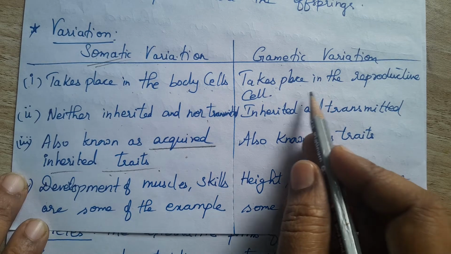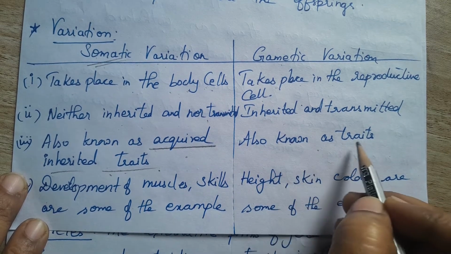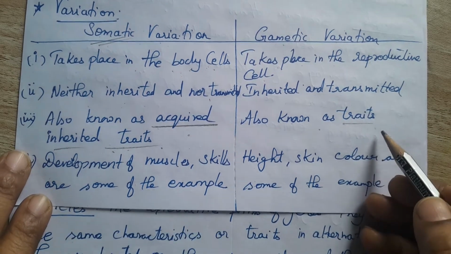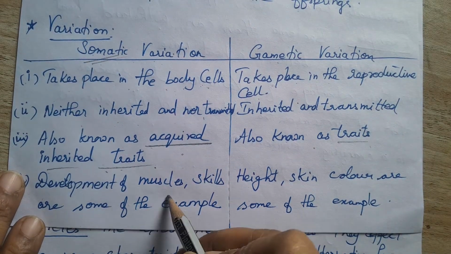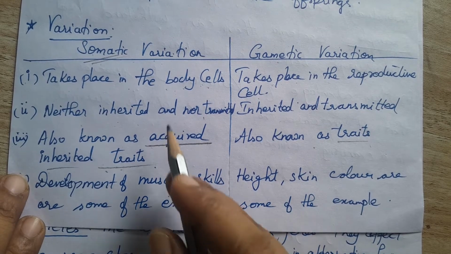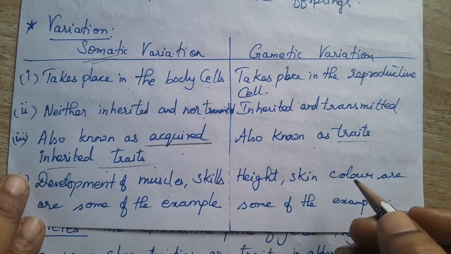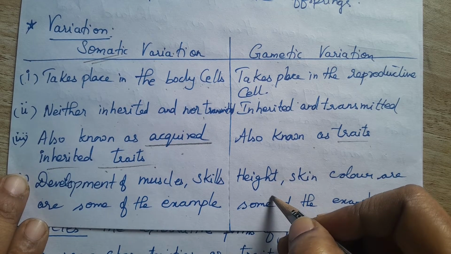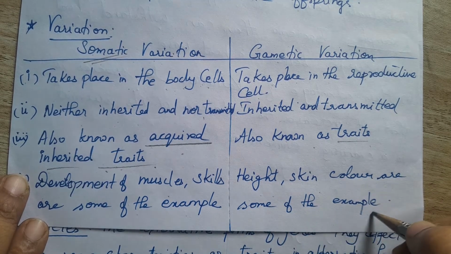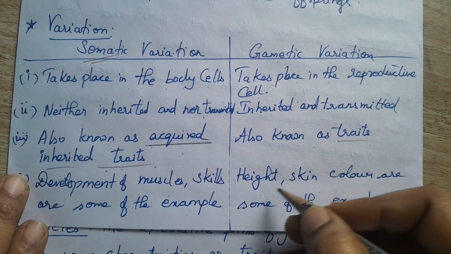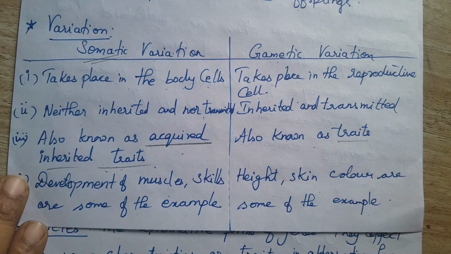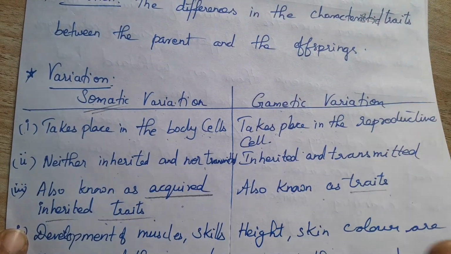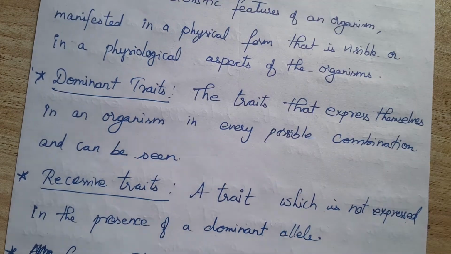And gametic variation is also known as inherited traits. Examples of somatic variation are development of muscles or skills. Here, for gametic variation, examples are height of the parent or skin color. These skin color or height of the parents may be transmitted from parent to the offspring. These are the two variations we have seen. Next one.